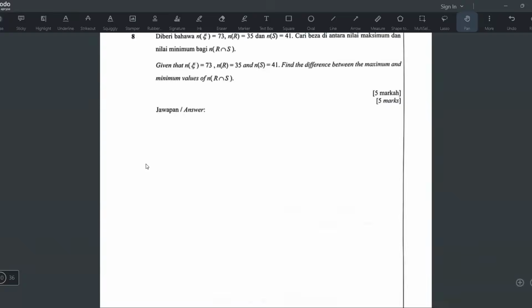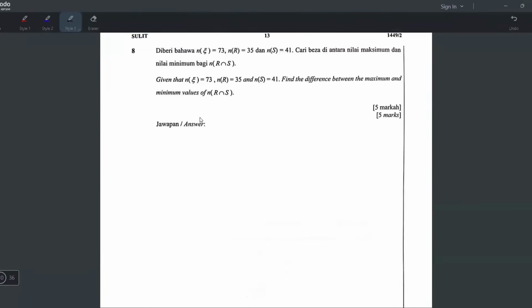Okay, done. Number 8, what chapter is this? I see this symbol, I know already, it's the set chapter. Chapter 3 or 4? 4, I think. Yeah, 3 is logical reasoning, so this one is 4. Given that n universal is 73, what's the meaning of n? N means the number of elements, bilangan unsur. And its number is 73. And then nR is 35, it means the number in R is 35, and nS is 41. Find the difference between the maximum and the minimum value of n(R intersect S).